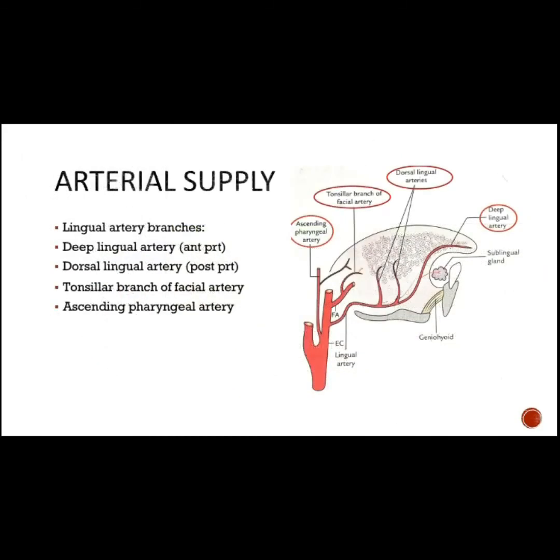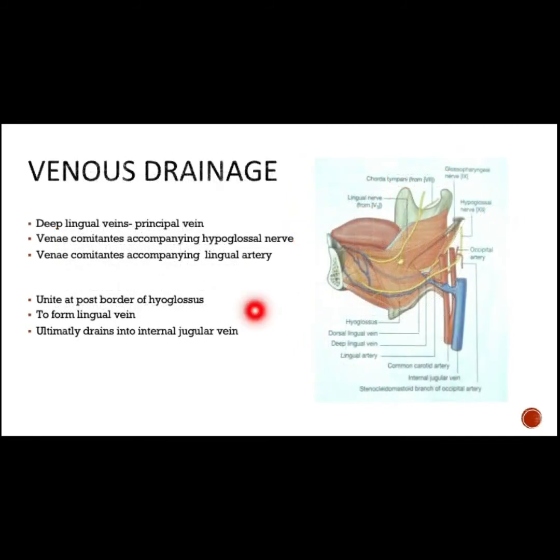Now we move on to the arterial supply, which is via 4 arteries. 2 arteries are branches of the lingual artery, that is the deep lingual artery in the anterior part and the dorsal lingual artery supplying the posterior part of the tongue. The rest 2 are the tonsillar branch of the facial artery and the ascending pharyngeal artery, which are branches of the external carotid artery. Next is the venous drainage.